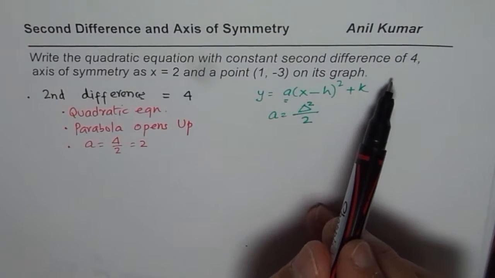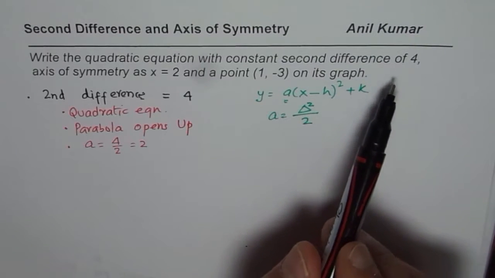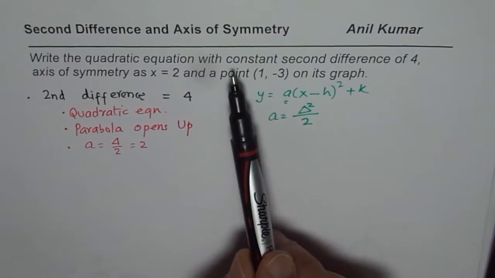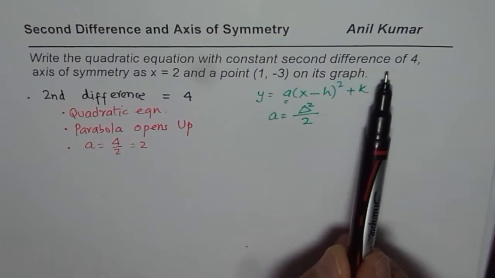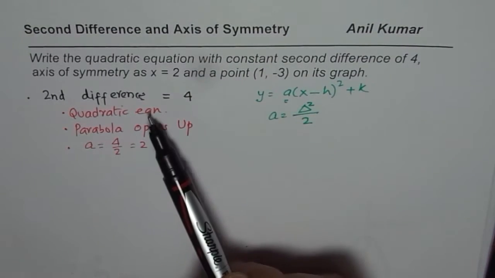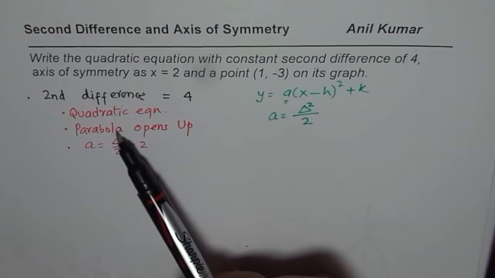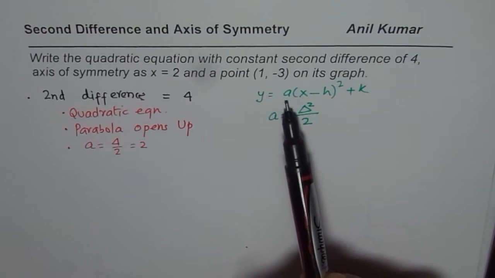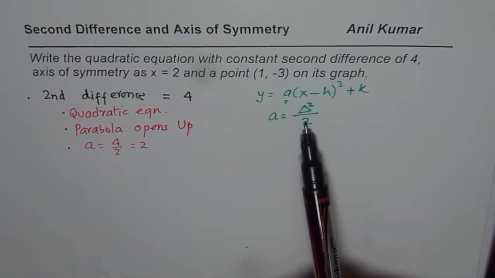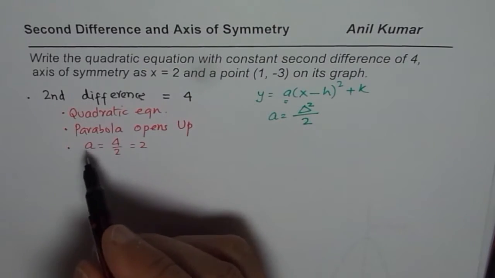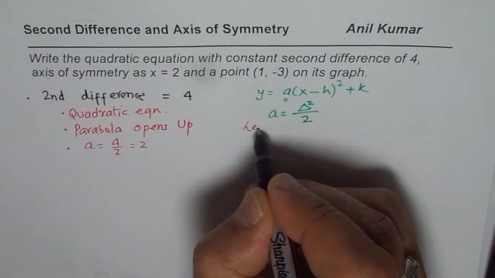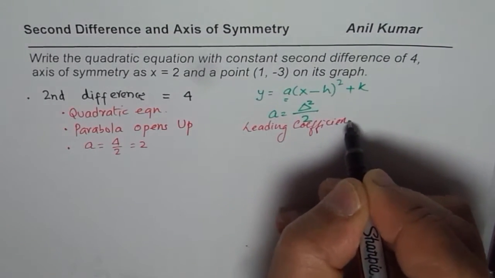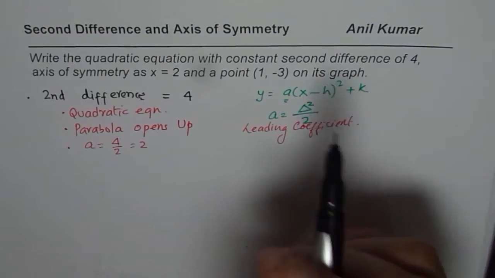So much information is contained in second difference itself. The idea of this video is that you should understand what you can conclude from the given statement, that is, constant second difference of 4. Constant second difference means the quadratic equation, positive means parabola opens upwards, and 4 means that this value of a, the leading coefficient as we call it, is 2. So a is the leading coefficient.